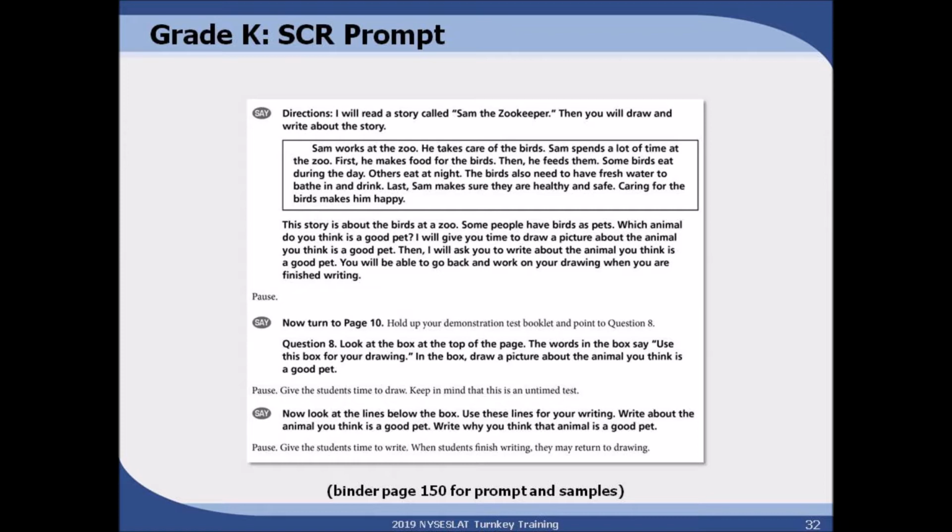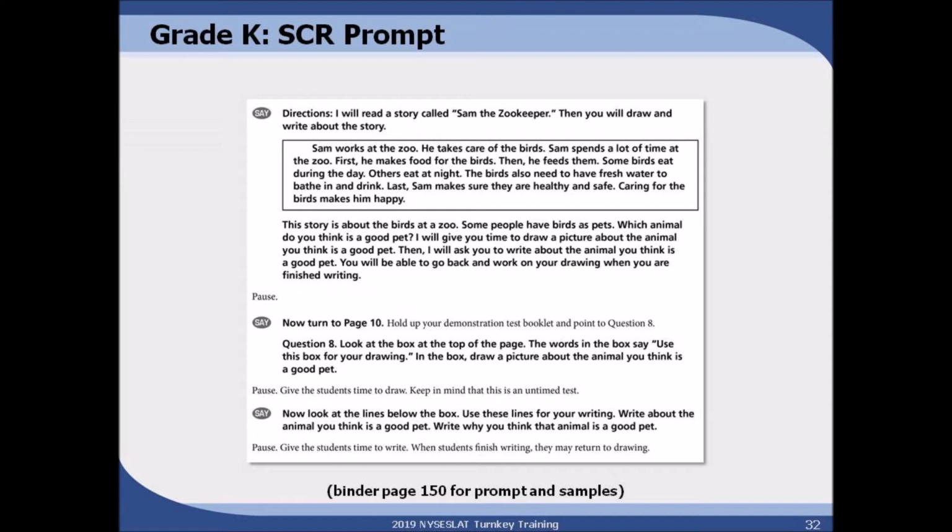This story is about the birds at a zoo. Some people have birds as pets. Which animal do you think is a good pet? I will give you time to draw a picture about the animal you think is a good pet. Then I will ask you to write about the animal you think is a good pet. You will be able to go back and work on your drawing when you are finished writing.